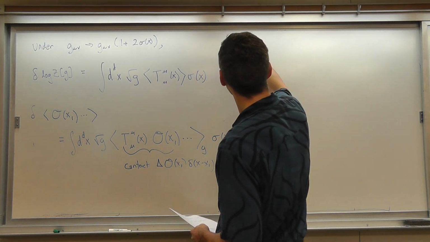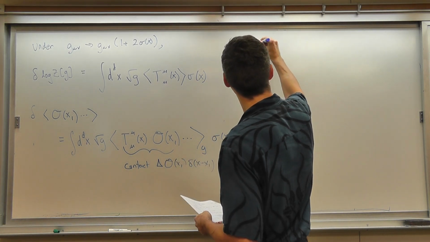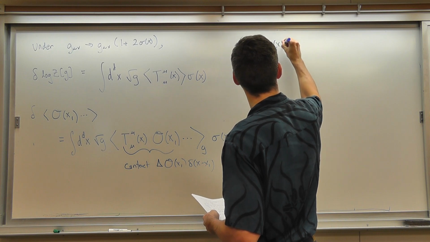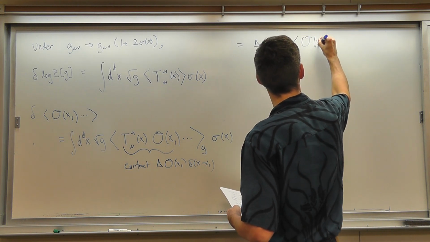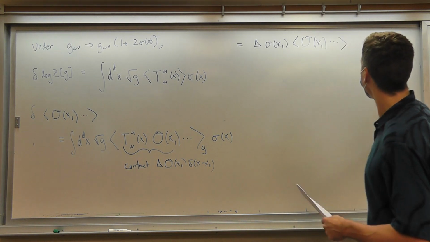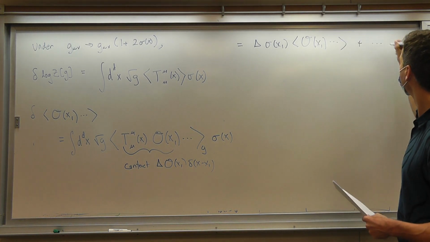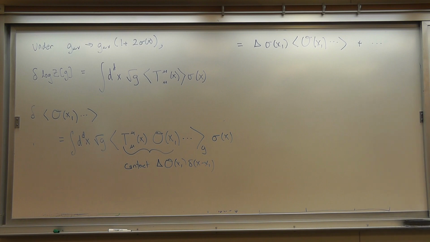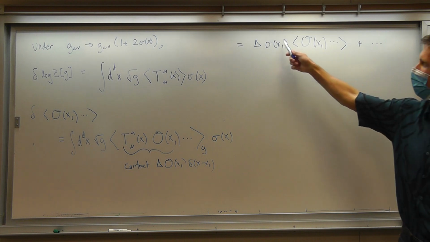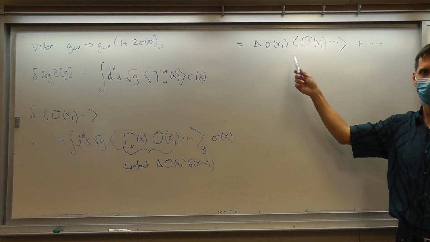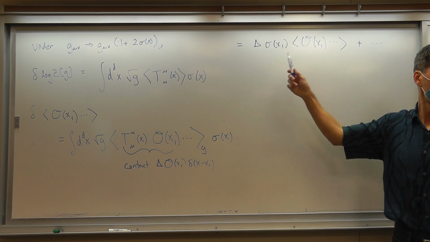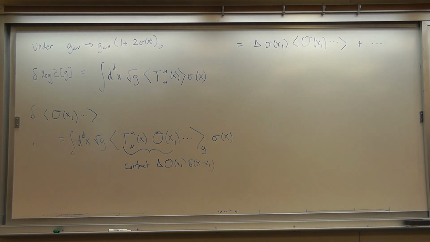And therefore we get a contribution delta sigma of x1, O of x1, dot, dot, dot. And then we get plus other contributions from other contact terms depending on what else appears in this correlation function. But the important thing is that this term here is the infinitesimal Weyl transformation. So we've just derived the infinitesimal version of the Weyl transformation law, which I guess I just erased.